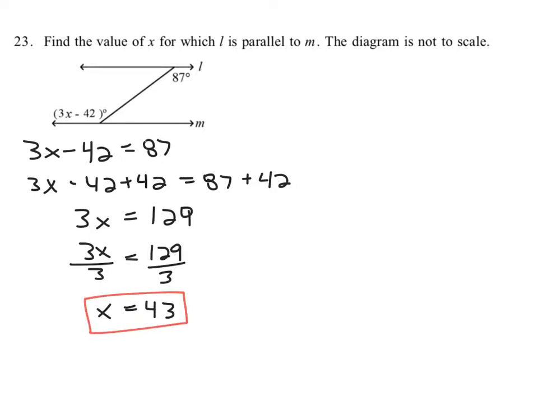Okay, and if you plugged that value of x in here, it would calculate out to give you the exact same measure as this. And when these alternate interior angles have the exact same measure, we know the lines are parallel.